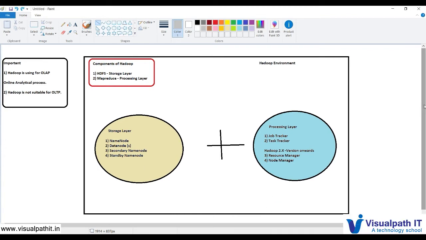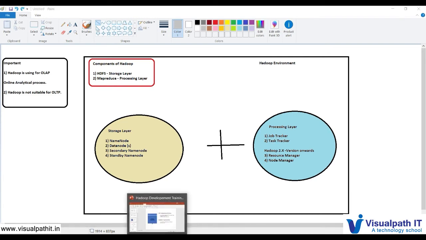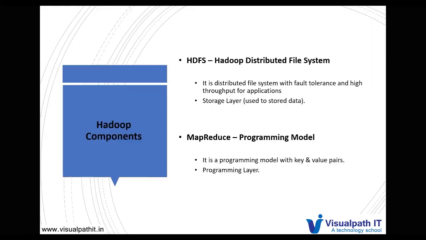Okay. So this is Hadoop introduction, and we'll go one by one, slide by slide. So what all do we have? Okay. So Hadoop components. Storage layer. It is a distributed file system with fault tolerance and high throughput for applications. Right? Storage layer. And what will it do?